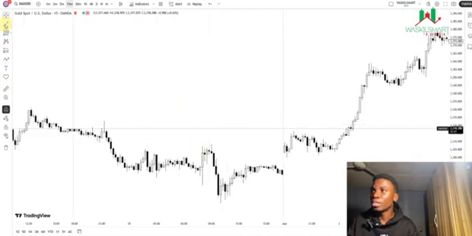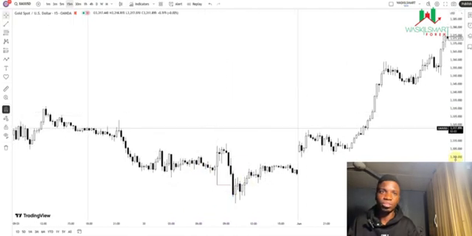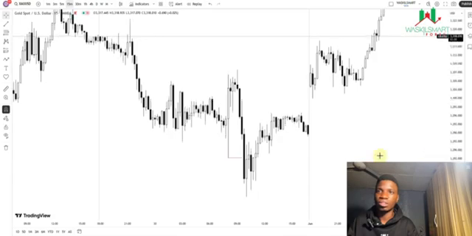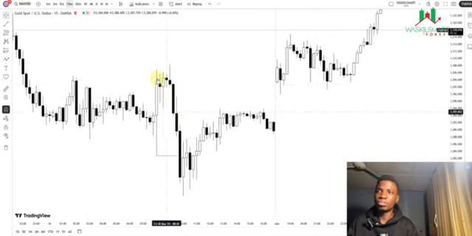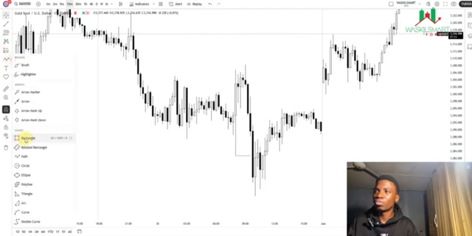So here we have the market is bearish. You can see that the market is bearish here. Let me just zoom in. You can see the market is bearish, bouncing off from a fair value gap.